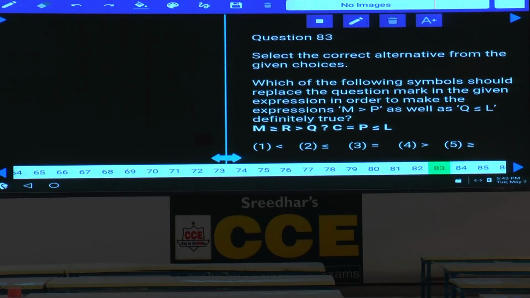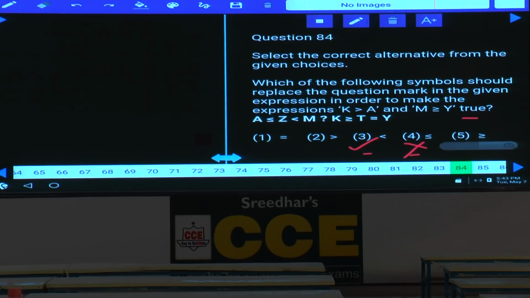Then question number 83. Now in this 83, the relation between M and P. M is here, P is here, among this one. Now there is a question mark. Now in the place of question mark, if it is greater than or equals to, we can definitely say that it can be equal to or greater than. And again Q lesser than or equals to L. Between Q and L, it must be only equal to, it cannot be greater than. Hence what is your answer here? Choice 3. 83.